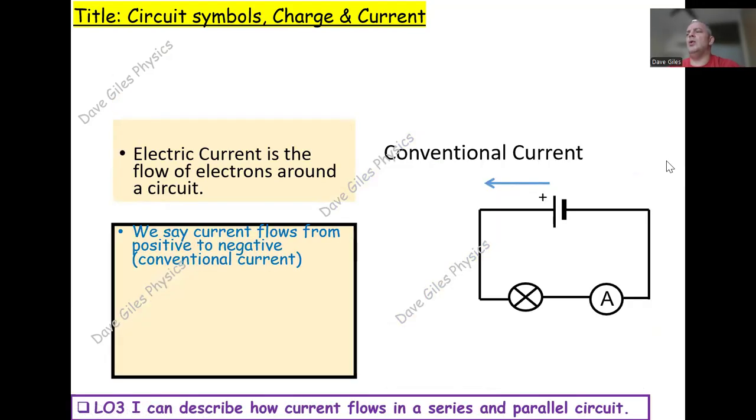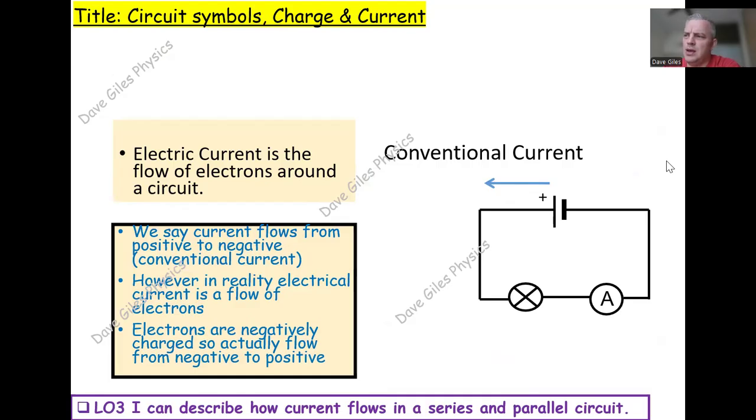And yeah, so we've already said electric current is the flow of electrons around a circuit, and we see current flows from positive to negative. It's just a recap of what I already mentioned. However, in reality, electrical current is a flow of electrons. Electrons are negatively charged, so actually flow from negative to positive.